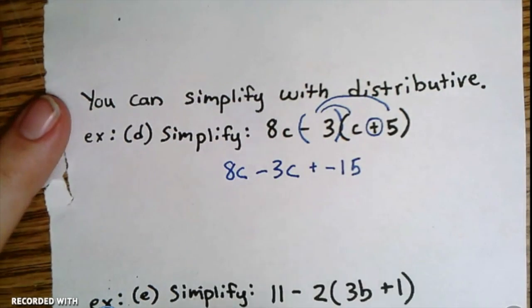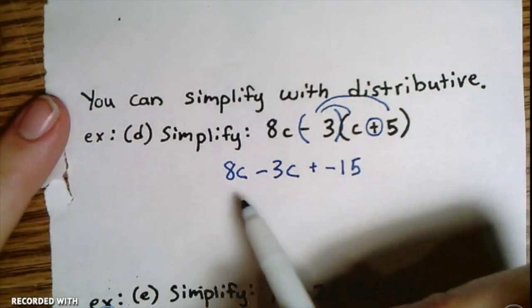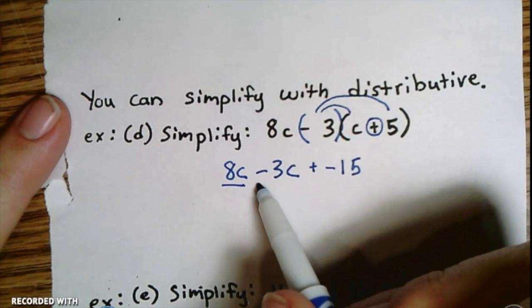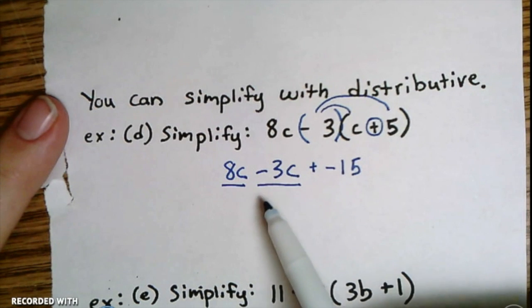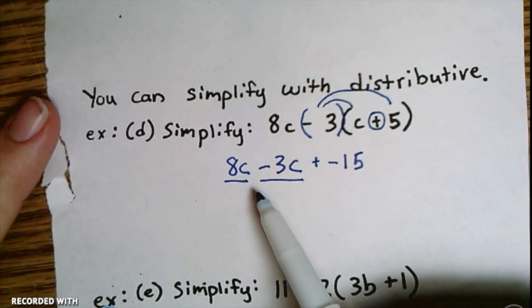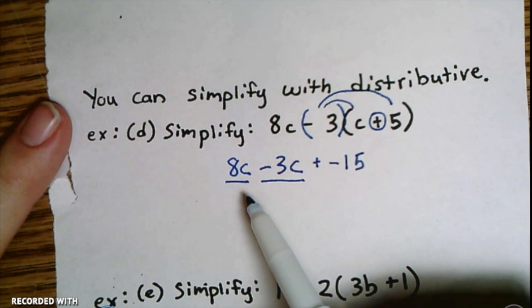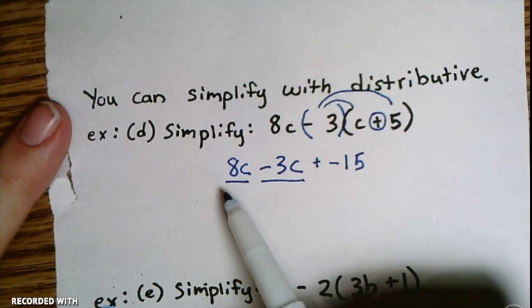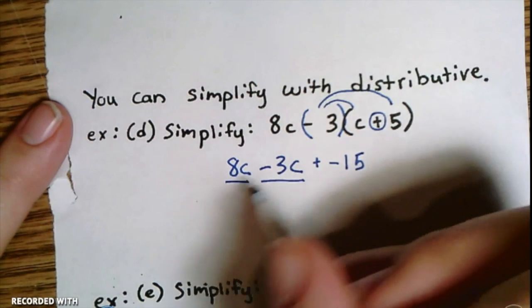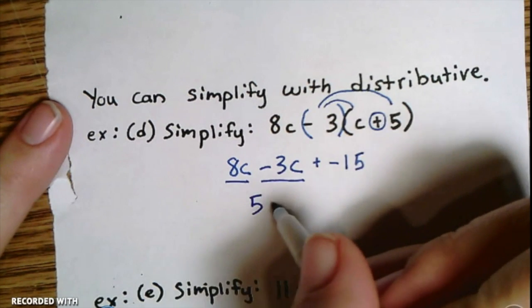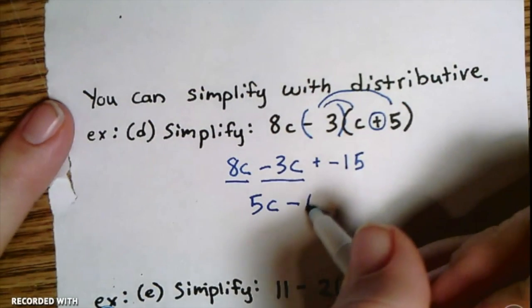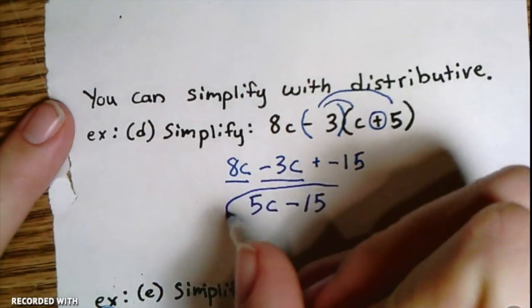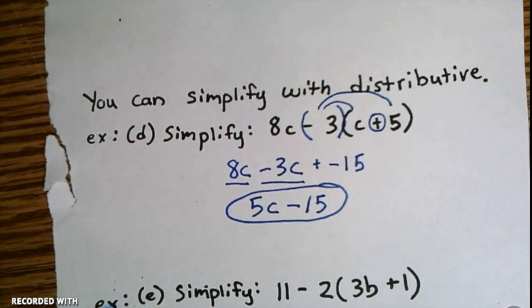Now I'm going to look to see if I have any like terms. So here I have an 8C and a -3C. So I'm going to add those together. So 8 plus -3. Now I'm adding two numbers with different signs. So different, find the difference. So 8 minus 3 is 5. Give it the sign of the bigger number. So I have 5C plus -15, which I will write as -15. And that is my simplified one with distributive. Okay?